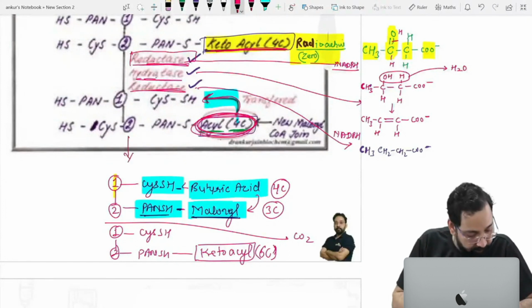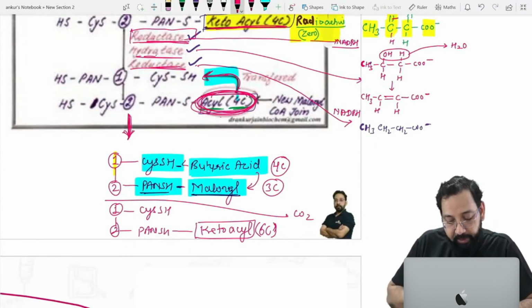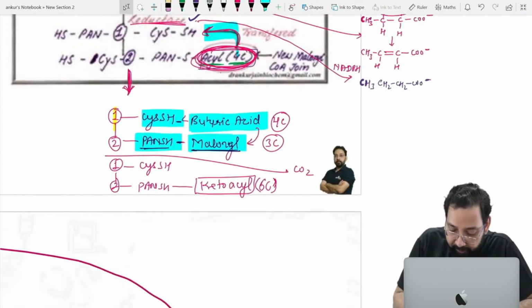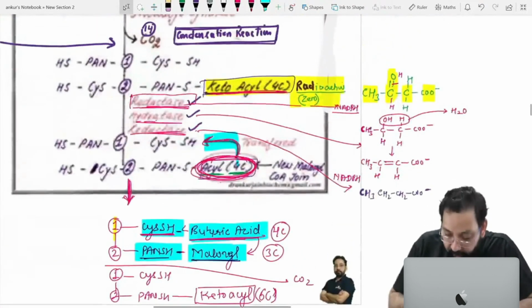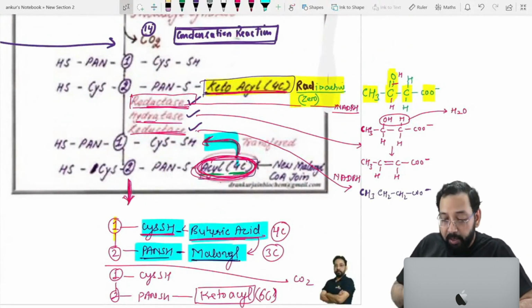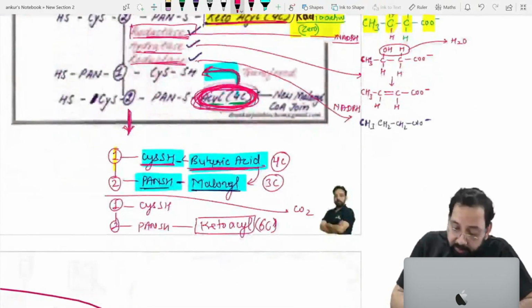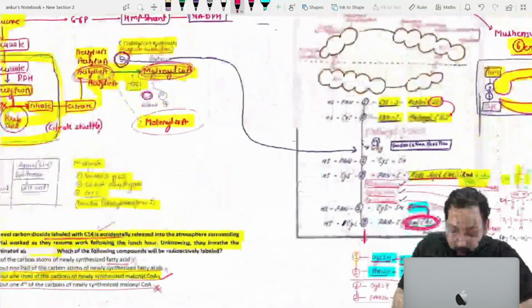When I transfer to the cysteine end, you can write that cysteine is having butyric acid. After synthesis of butyric acid, further reaction will take place. What is the further reaction? This acyl having how many carbons? 4. So butyric acid is transferred to cysteine, and in the cytosol there are so many malonyl coenzyme A.